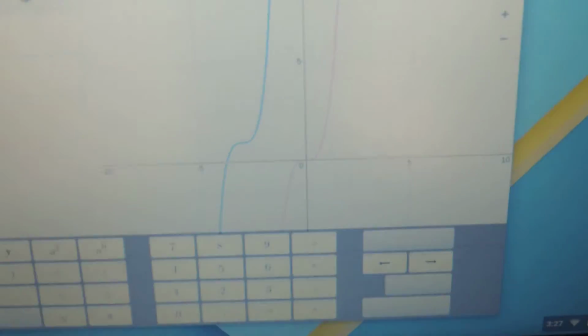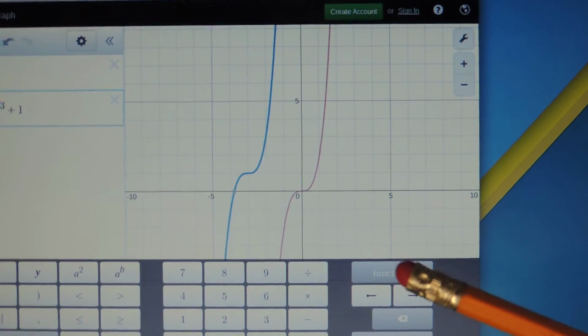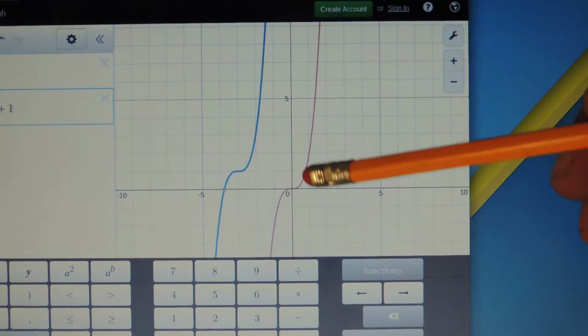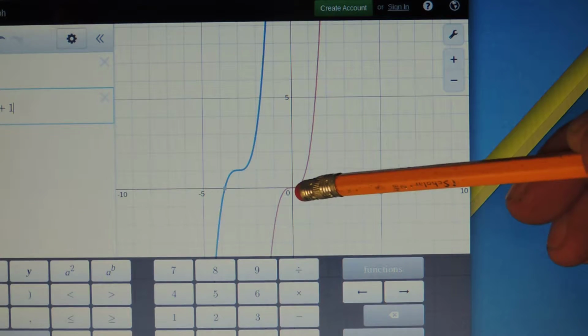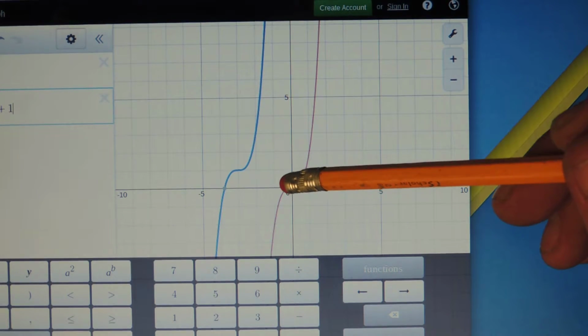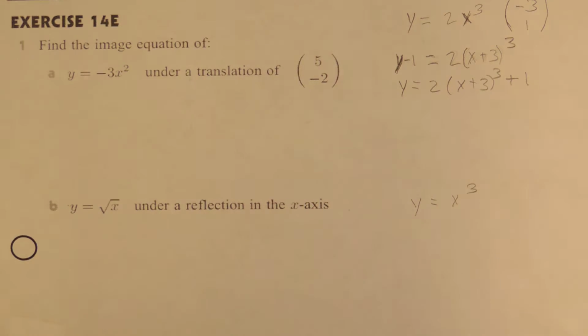I put in that, and I notice from my graph that the graph was originally crossing the y-axis here at this point. And I have actually moved over 1, 2, 3, and up 1. If you want to pause the video now, try 1A, and check your answer on Desmos.com. See what you get. When you come back, I will do 1B.